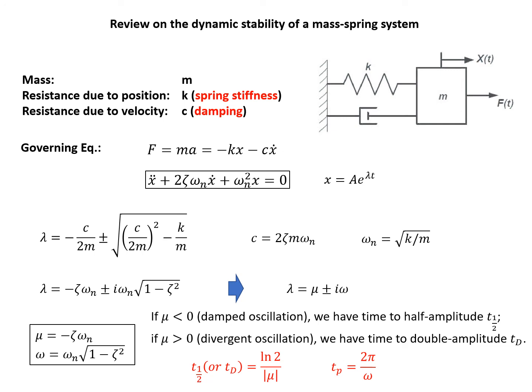And what's the definition of frequency? How do you calculate frequency? Right, that is omega n times the square root of 1 minus zeta squared. Okay, so now we complete the revision of the mass spring damper system, and you should know the several definitions, and especially how to calculate the natural frequency and damping coefficient, and the period, or the time to half amplitude or time to double amplitude.